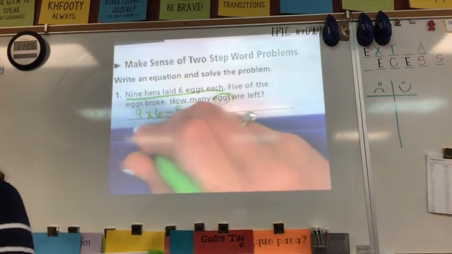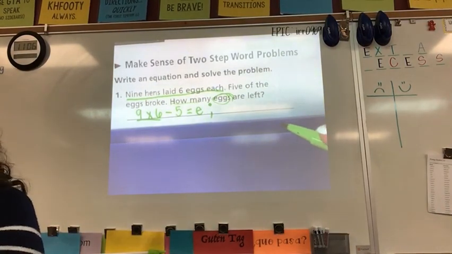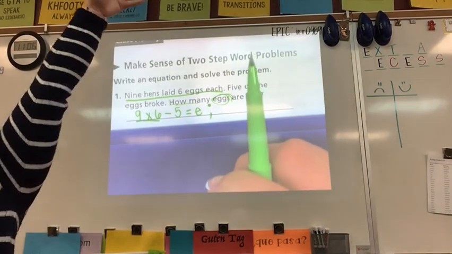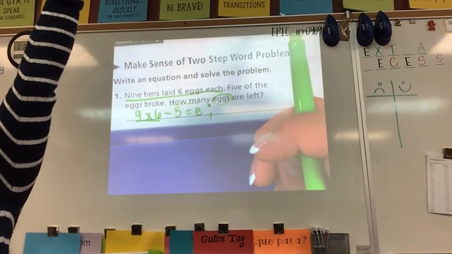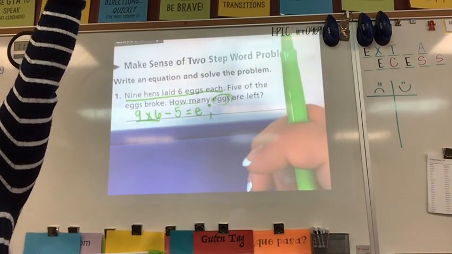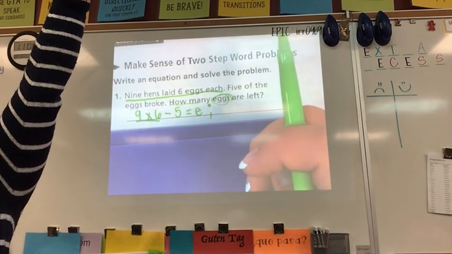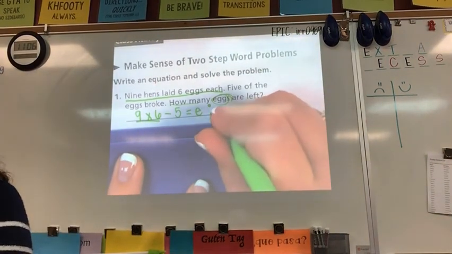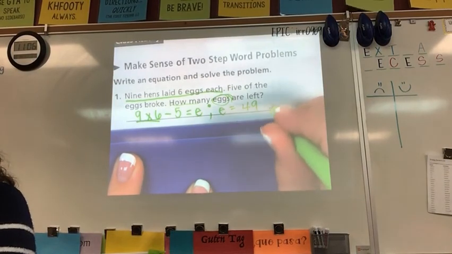So 9 times 6 is 54. 54 minus 5. When you get that in your brain, be ready to share it. 54 minus 5. Aha! So I would say E equals 49 eggs.